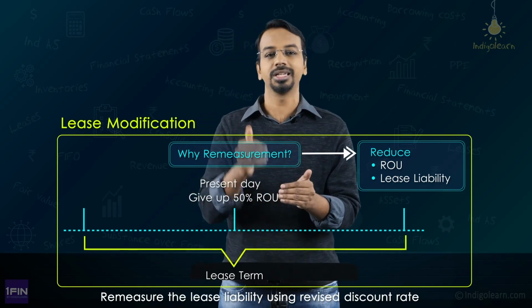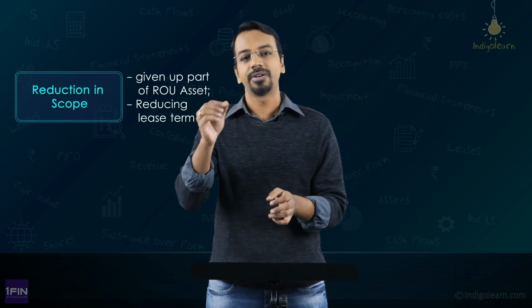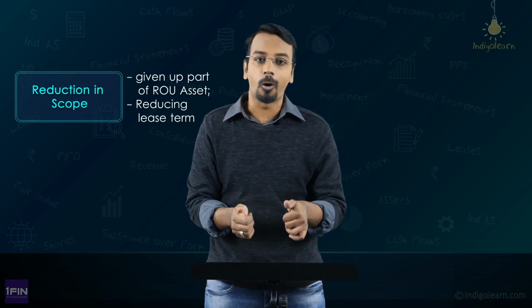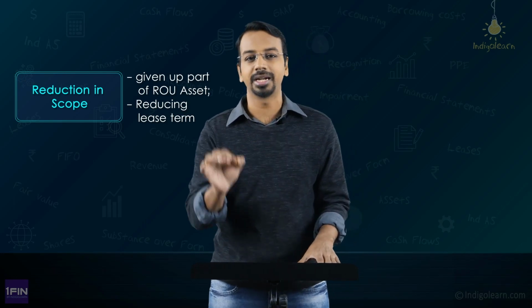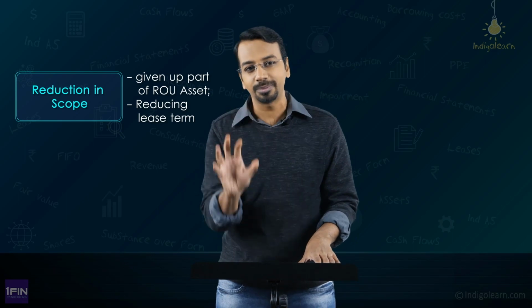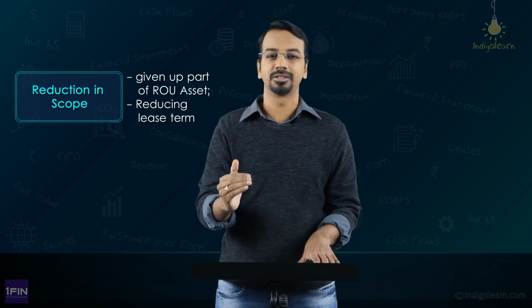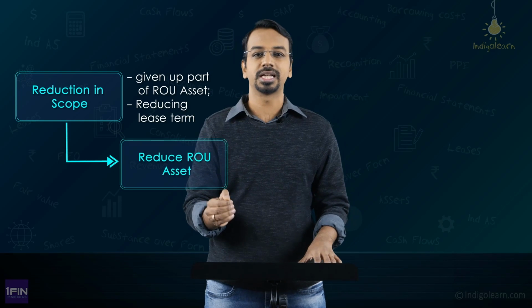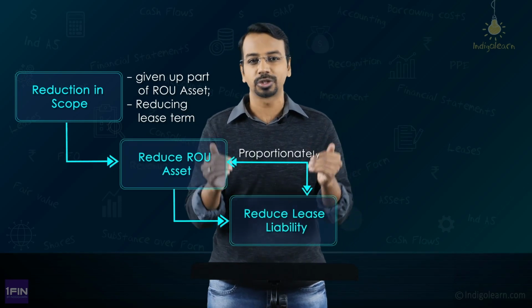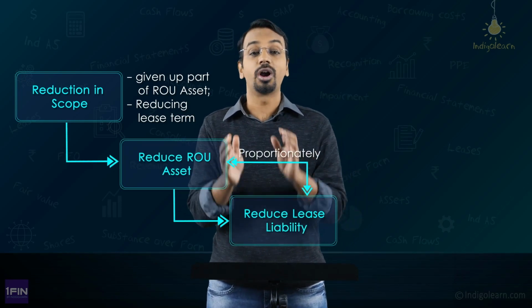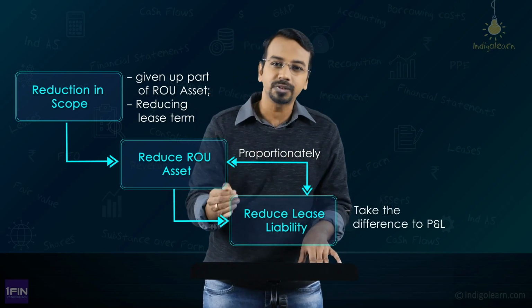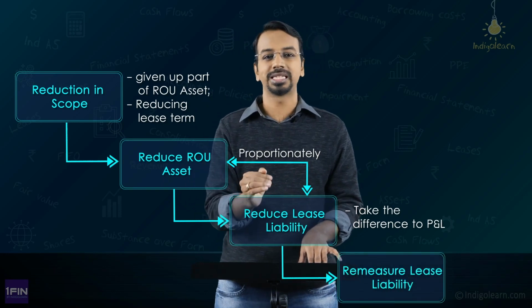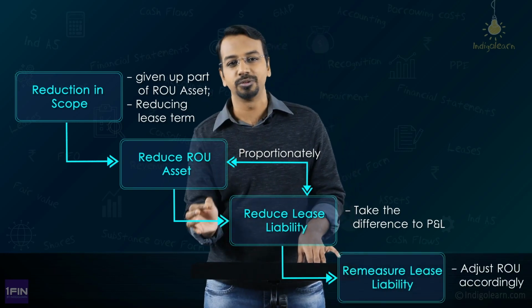So, the only complexity here that you need to understand is, if there is a reduction in scope, either because of reduction in right of use asset or because of reduction in lease term. We will take problems for both of these so that you have absolute clarity on how to do the accounting treatment. But the concept that you need to understand is, if there is a reduction in scope, first reduce the right of use asset and reduce the lease liability proportionately, okay, and then whatever is the difference that arises because of this reduction, you take it to P&L. After that, you carry out a remeasurement of lease liability and then adjust the right of use asset accordingly.